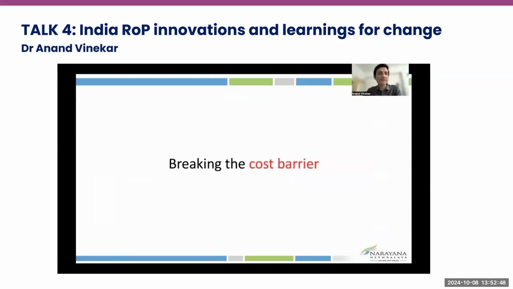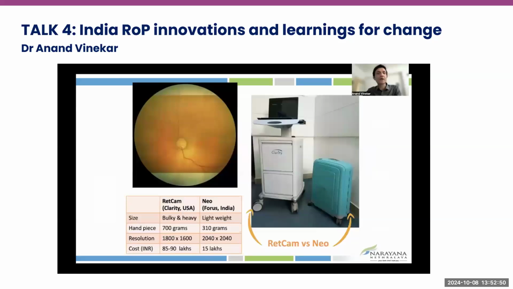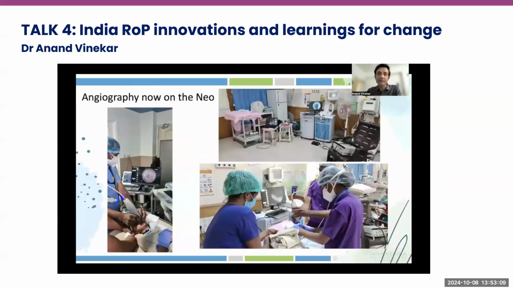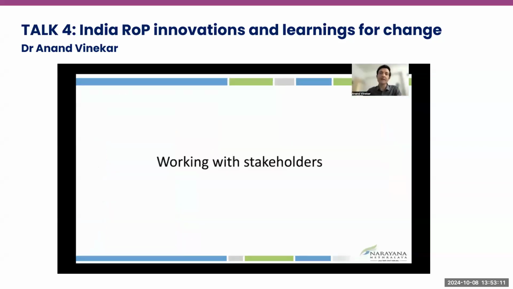Using the RedCam shuttle, scaling up this program was not going to be possible. So we worked with local industry, and as you know, this is the Forus Neo camera, which subsequently now has FDA and CE approval. It's much more portable, lighter, and easier to use. We compared it in this publication. Their new iteration also has the angiography unit, which is very useful in the era of anti-VEGF injections.